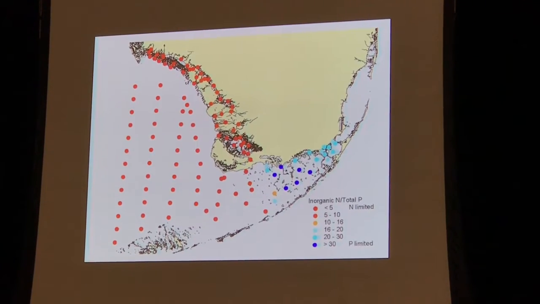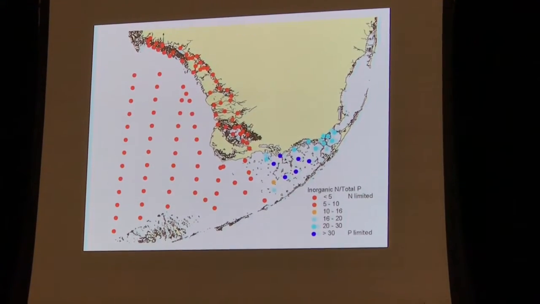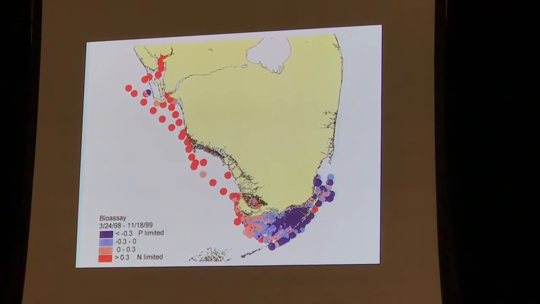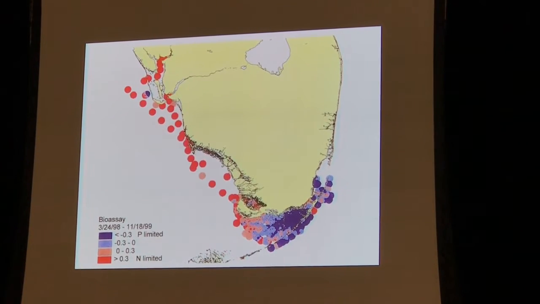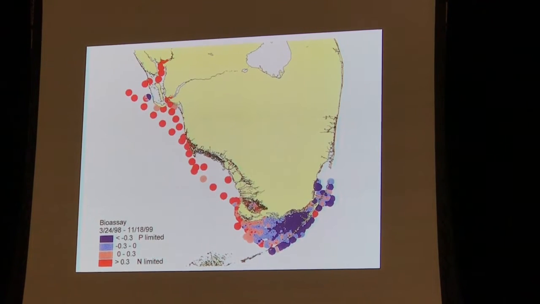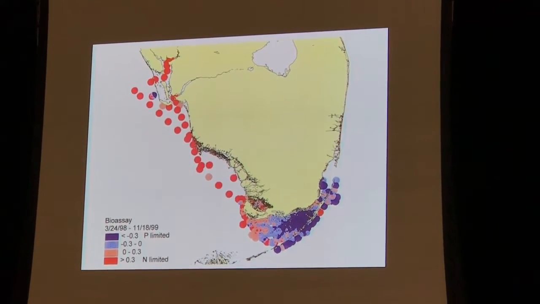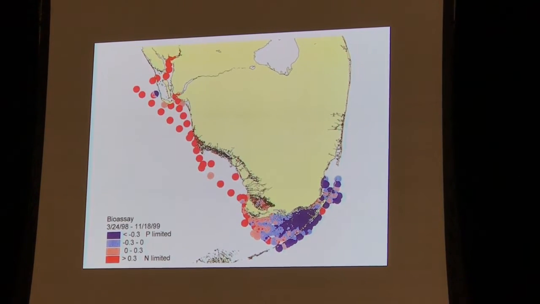And that's very important because the government officials often just say nutrients and they don't distinguish between them. And that's just nutrient bioassay data showing the same thing. The entire west coast is nitrogen limited.